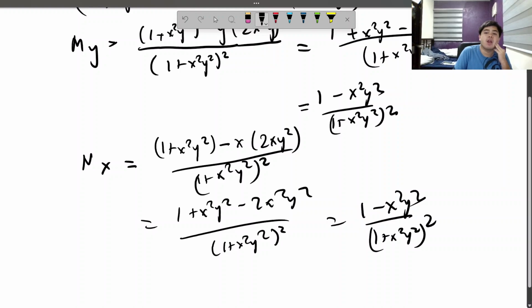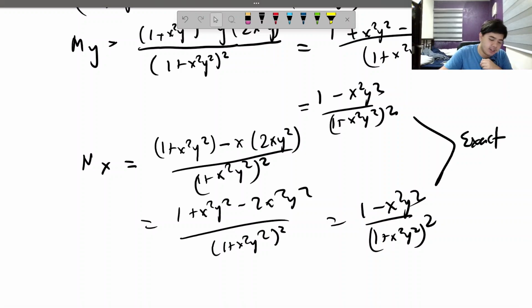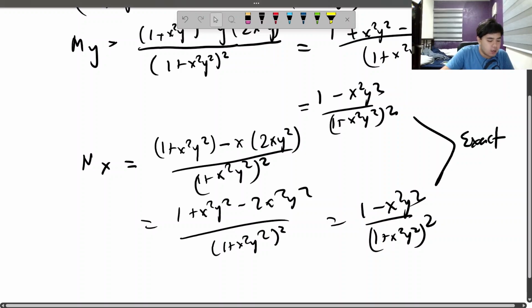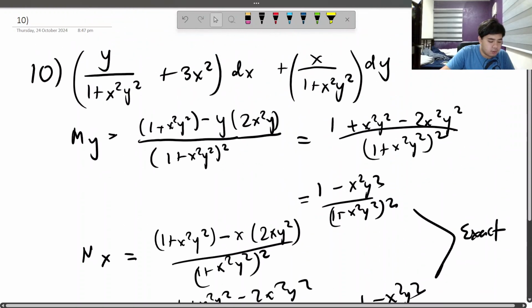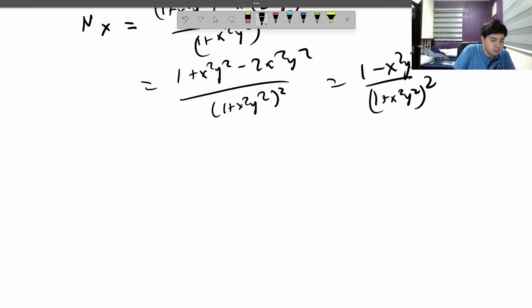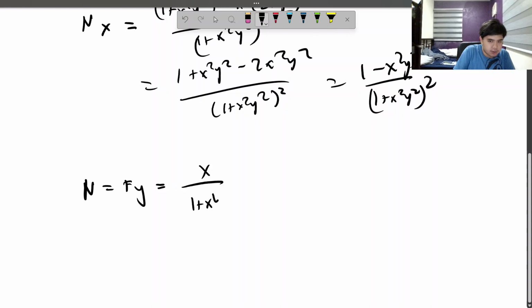So 1 minus x squared y squared over 1 plus x squared y squared. I remember x squared. Okay. These are exact. We have proven it's exact, therefore we can proceed with the solution. So let's start with the less intimidating one, which is this one. N, which we know is f_y, or partial of f with respect to y, x over 1 plus xy quantity squared. X squared y squared is just that, so we can use that.